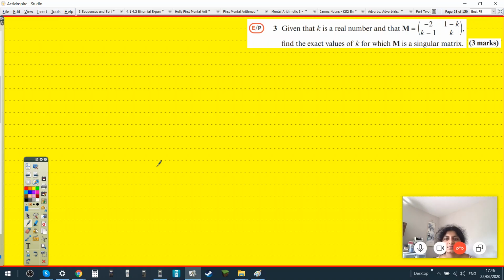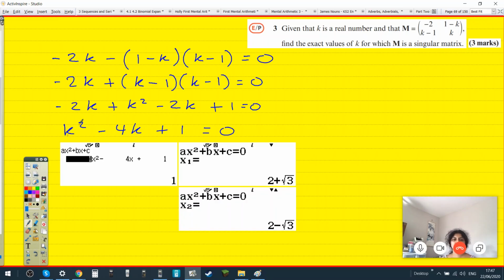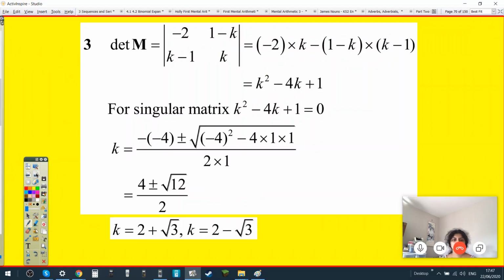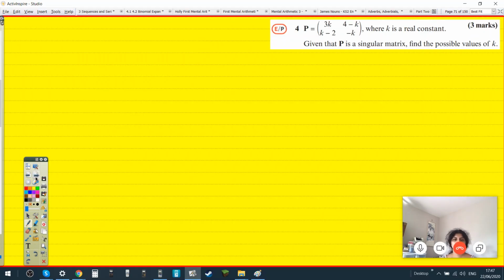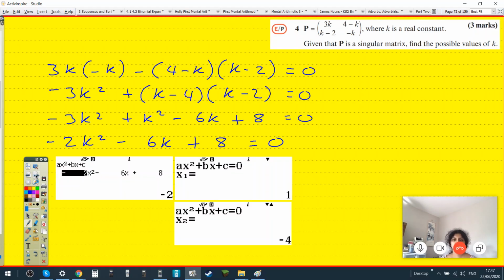Given that K is a real number and that M is that, find the exact values of K for which it is singular. Seems similar to what we just did, am I right? Yeah, I think it's the quadratic again. Yeah, if not easier, because it's 2 by 2, that's fine. Same question.